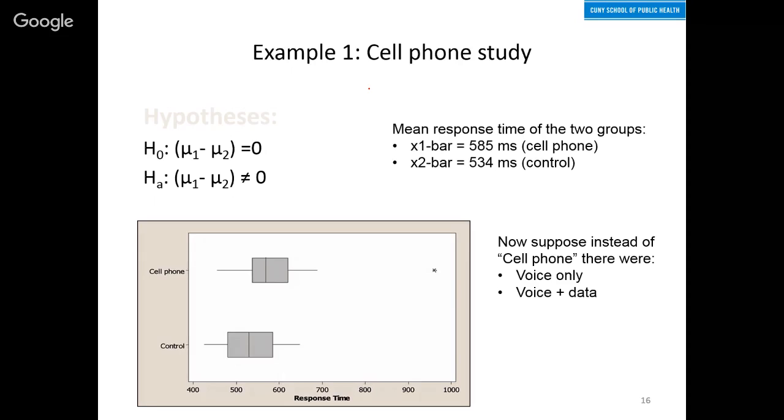But now suppose instead of having just a cell phone group, we actually have two treatment groups, one that is using voice only and the other one that is using voice plus data.